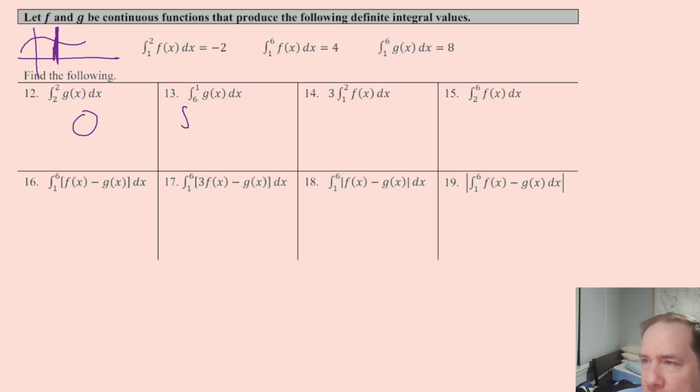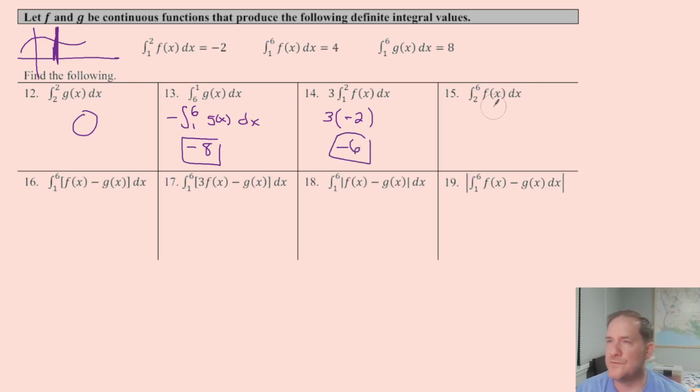Now this guy wants to go 1 to 6, which means we need the opposite answer. So do we have one that goes from 1 to 6? For G, we do. So it's this 8. So that means our answer is actually -8. Then this guy, well, he's fine. We're just going to do 3 times the integral from 1 to 2. So that's -2. So that's a -6.